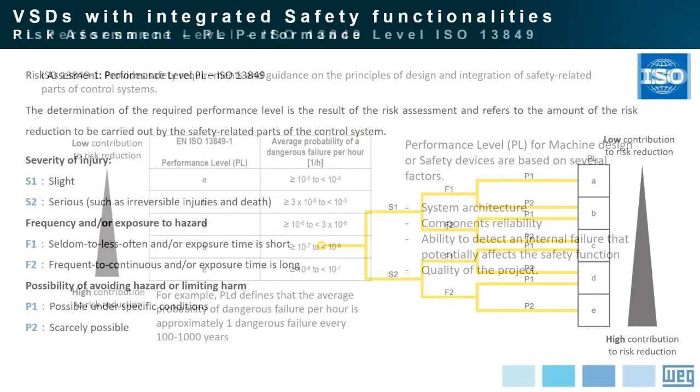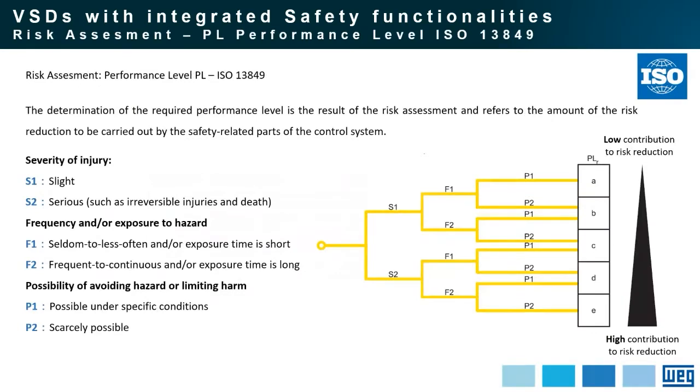And how to do a risk assessment based on this ISO standard. So determination of the required performance level is the result of the risk assessment and refers to the amount of the risk reduction to be carried out by the safety-related parts of the control system. And so in this case, we will not evaluate 100% of the components of the machine, but we will evaluate especially the components part of the safety system.